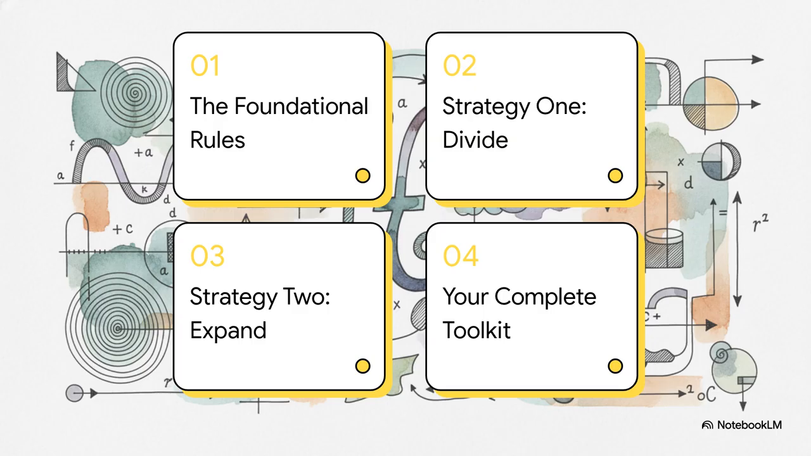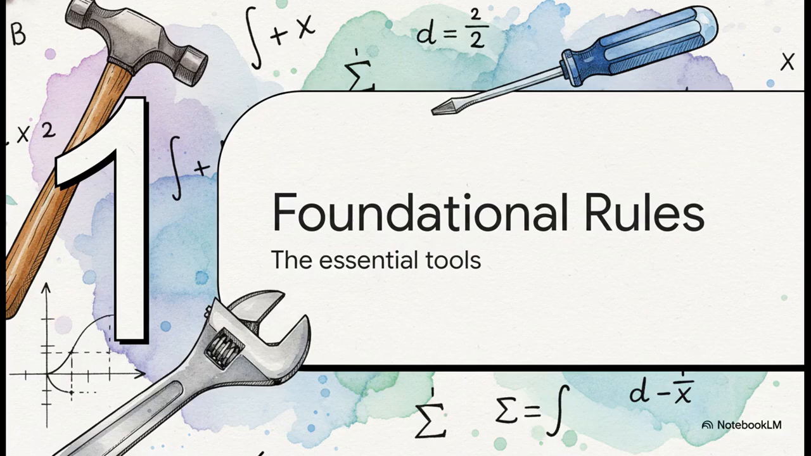So, what's on the docket? First, we're going to nail down the 3 rules you just can't live without. These are the foundation. Then we'll jump into 2 super useful strategies: divide first and expand first. Think of these as your secret weapons. And finally, we'll wrap it all up and show you your complete toolkit. Okay, let's get right to it. We're starting with the essentials.